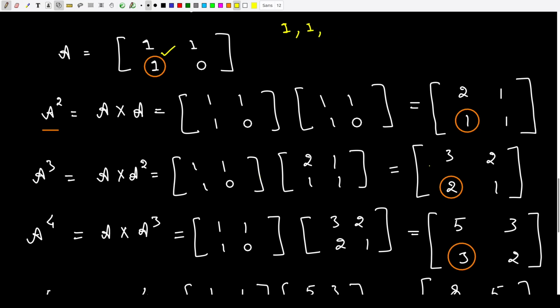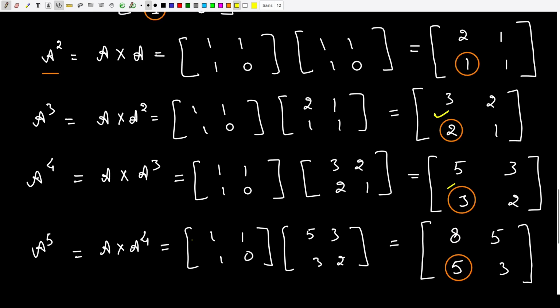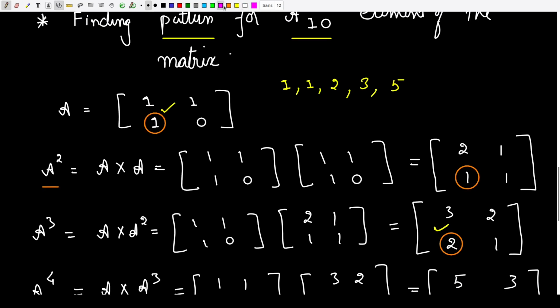In a cube the element which we are interested in is 2, and in a to the power 4 the element which we are interested in is 3. Similarly, in a to the power 5 the element which we are interested in is 5. So if we look at the elements carefully from here, then this element is the sum of the other two elements, right? 2 equals 1 plus 1. Similarly, 3 is equal to 1 plus 2.